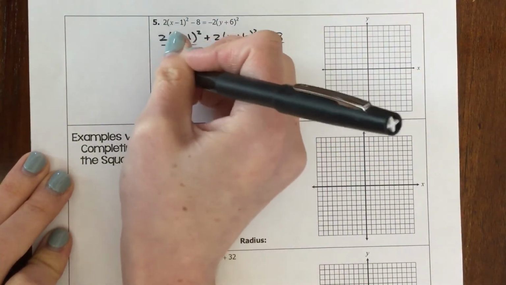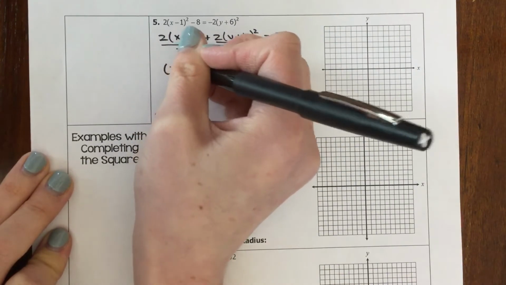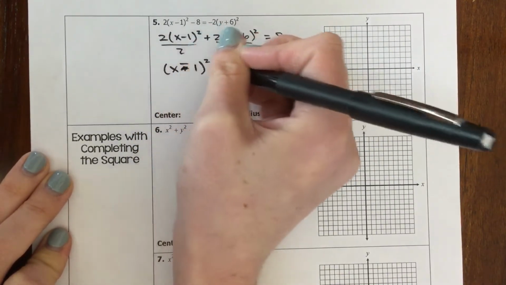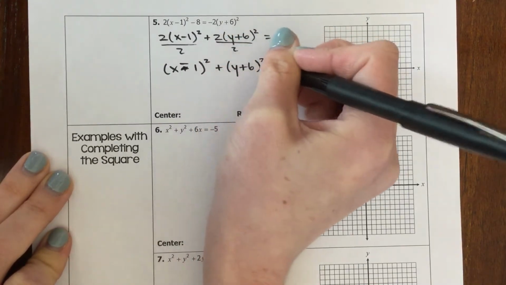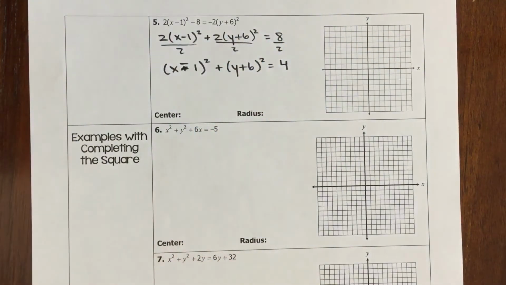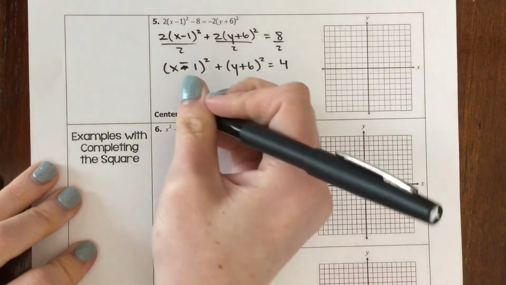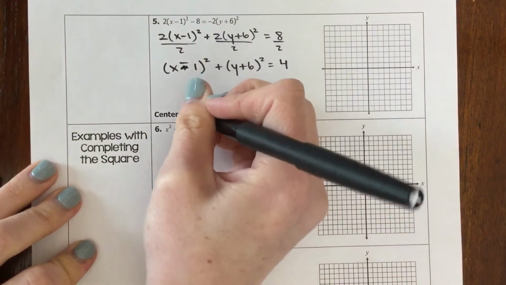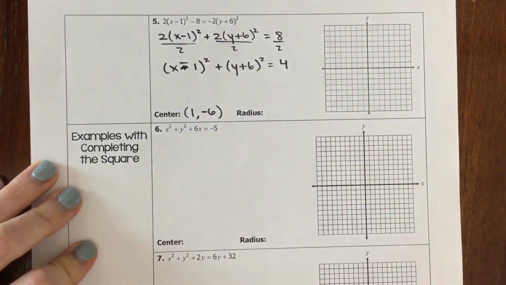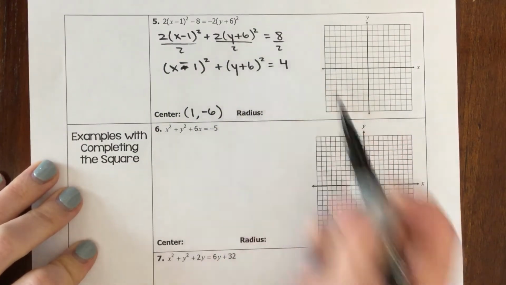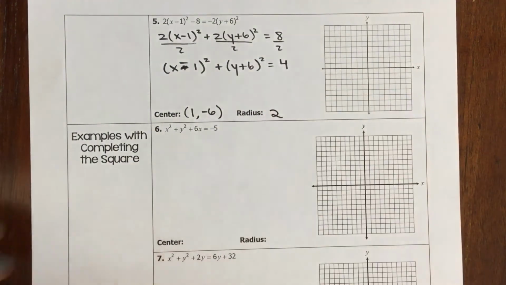So these twos cancel. We have x, sorry, that should be a minus, x minus 1 squared plus y plus 6 squared equals 4. So that is our standard form now. We can write down the center and the radius. So our center, x minus 1, means this is a 1. Y plus 6 means this is a negative 6. And our radius, if this is the radius squared, then the radius would be 2.